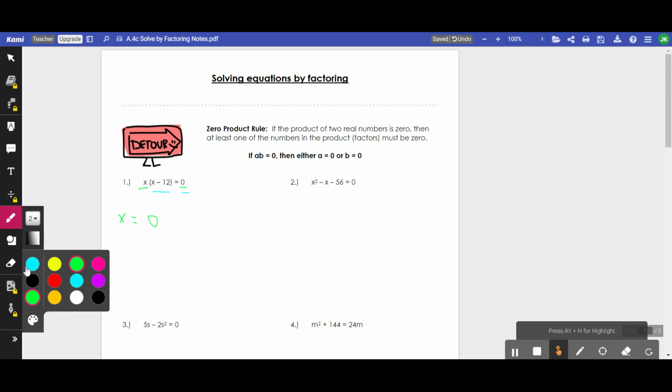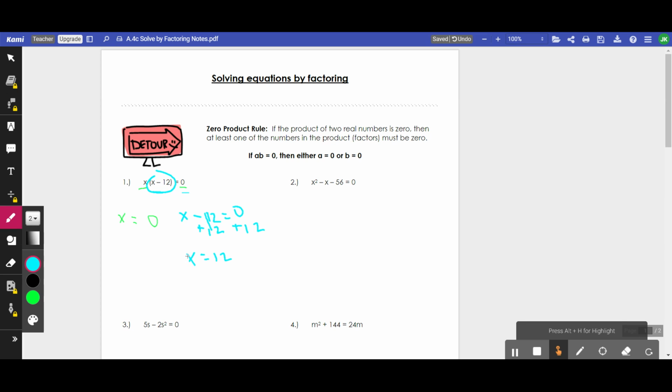And then you'll have to set your other factor equal to zero. So you have x minus 12, so you'll have x minus 12 equals zero for your other answer. The equation x equals zero is already solved for you, but you can solve this one for x. You can just add 12 to get your solution there. So when you add 12 to zero, you'll have 12. So you have x equals 12 for that one. That means the two zeros or solutions to this one would be 0 and 12.